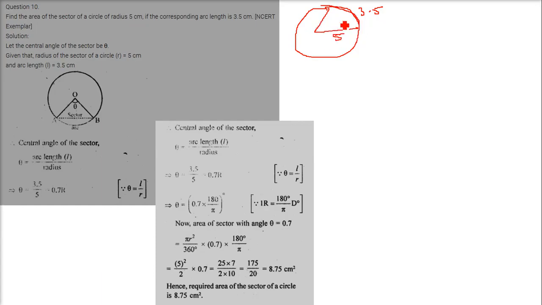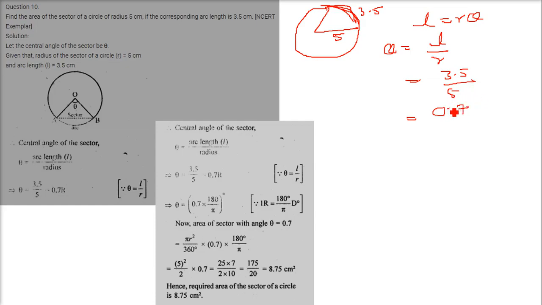In order to find this area, the formula is theta by 360 into pi r square. So we need the theta first. How to find the theta? See, L equals r theta. That is, length of the arc is equal to radius into theta. But here the theta will be in the form of radians. If I want to find theta, it will be L by r. What is L? Length of the arc is 3.5. So I put 3.5. Radius is 5. So this is going to be 0.7.